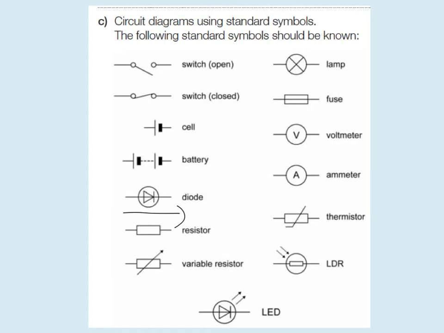This circuit symbol shows a lamp. Remember that a lamp will glow when electric current passes through it. This symbol here shows a fuse. A fuse, remember, has a thin wire inside it, and that wire will melt if the current gets too high for the circuit, and that's a safety feature.